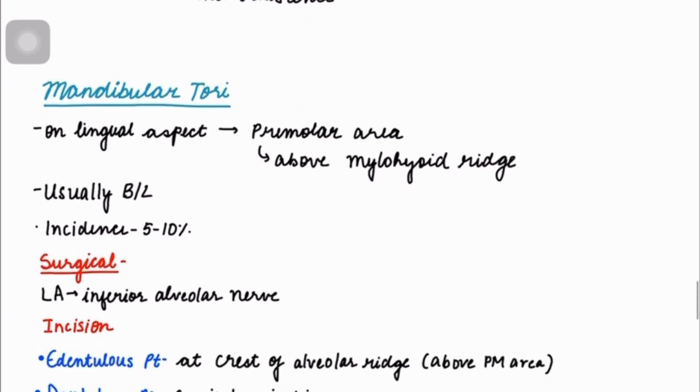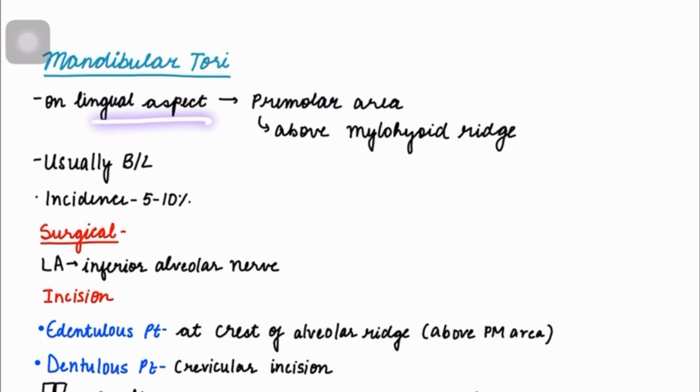Now let's see mandibular tori. It is usually seen on the lingual aspect in the premolar area above the mylohyoid ridge, and it is usually bilateral. Its incidence is 5 to 10%. Its indications for removal and occurrence are usually the same as maxillary tori.